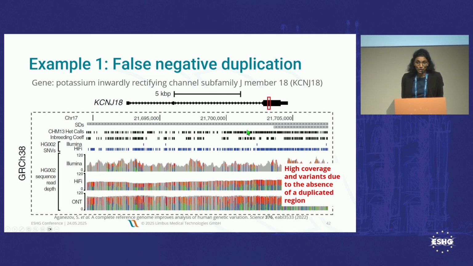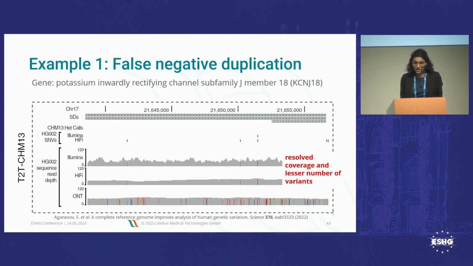This is happening because of the absence of a duplicated region, which is supposed to be in KCNJ17, which has now been resolved by T2T. We can now see that there is less number of variants which are called, and the coverage is also adjusted. So we have a false negative case.